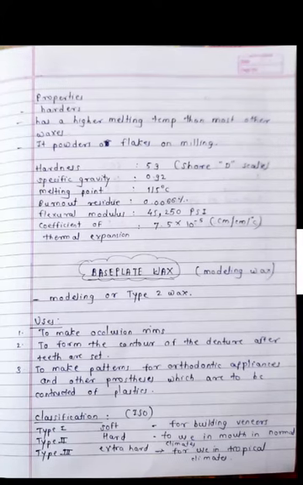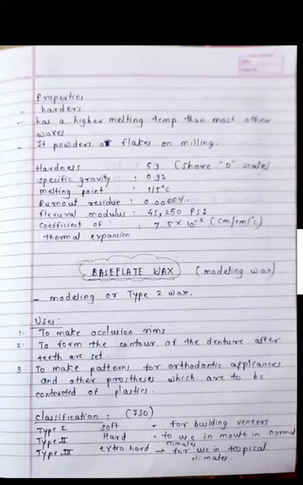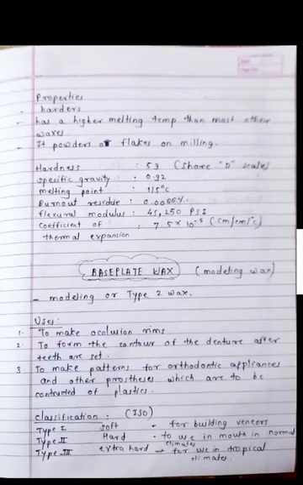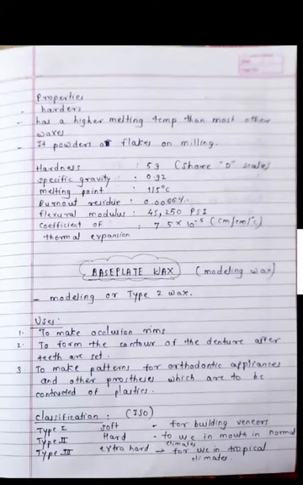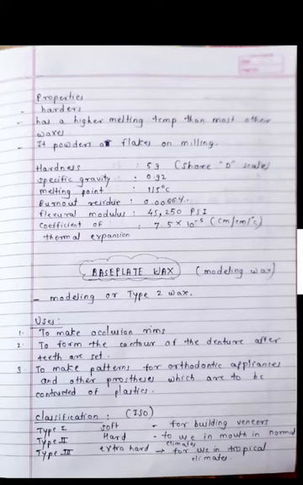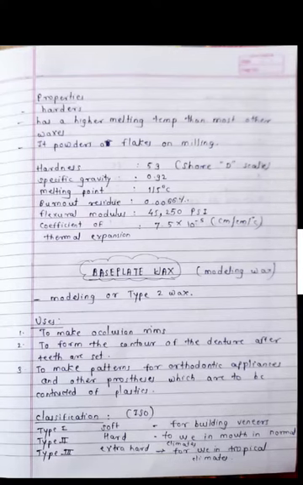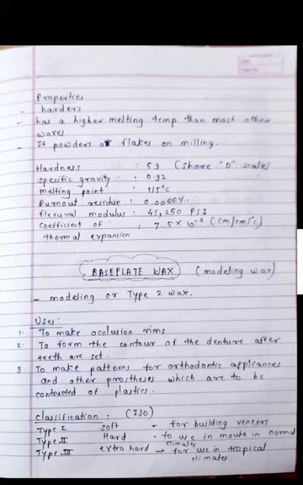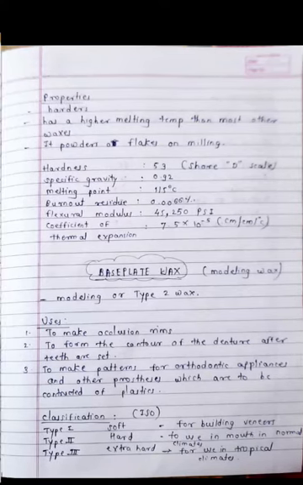The uses of this wax are to make occlusal rims, to form the contour of the denture after teeth are set or arranged, and to make patterns for orthodontic appliances and other prostheses which are to be constructed of plastics. Other names of this wax are base plate wax, modeling wax, type 2 wax.